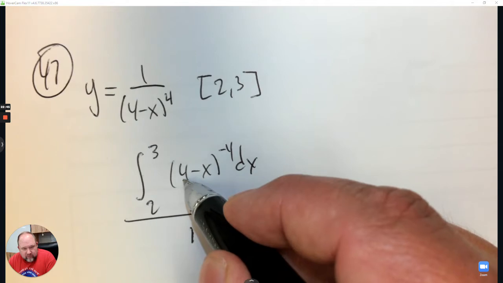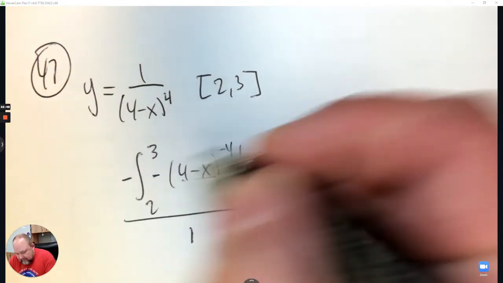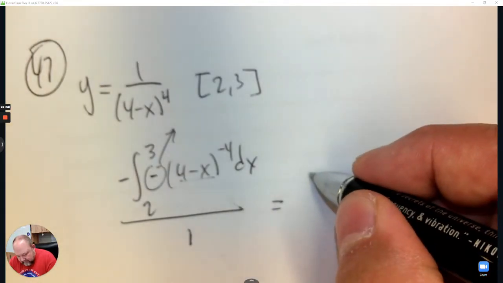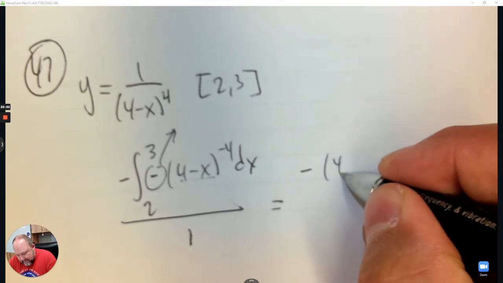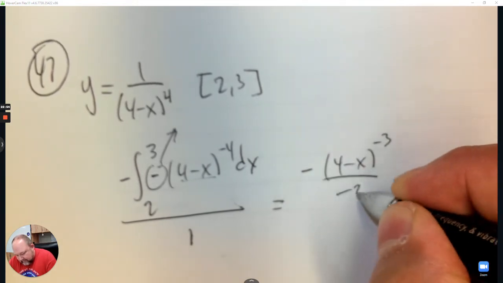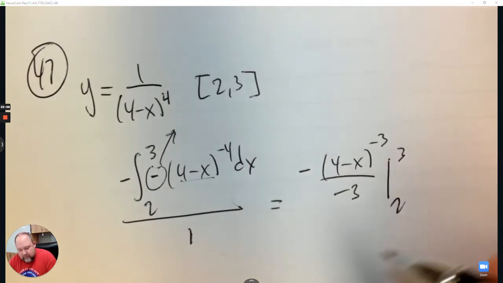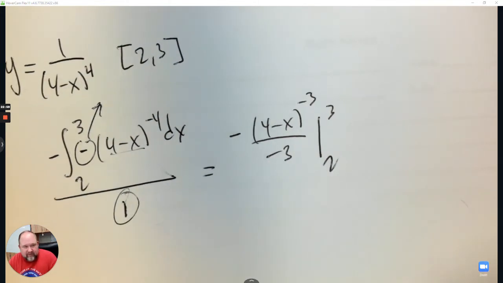To integrate this, the derivative of this is negative, so I need a negative in front. So it starts with a negative. And then I add 1 to the exponent and divide. And I'm integrating from 2 to 3. Dividing by 1 doesn't change that.